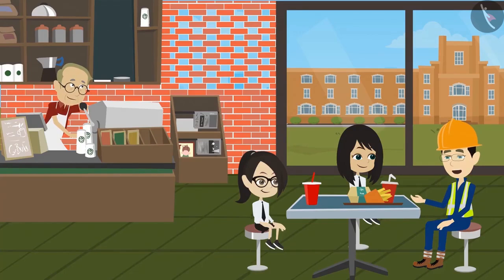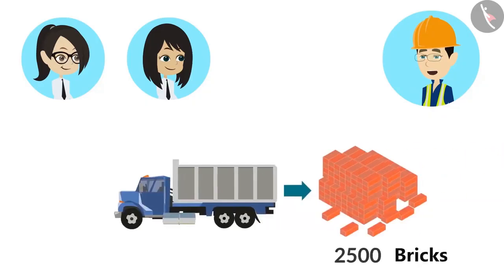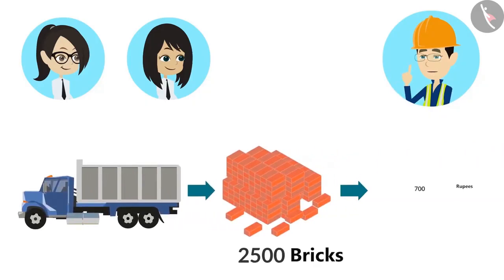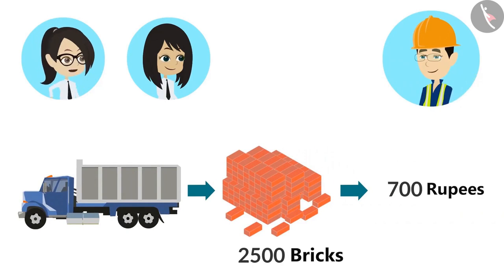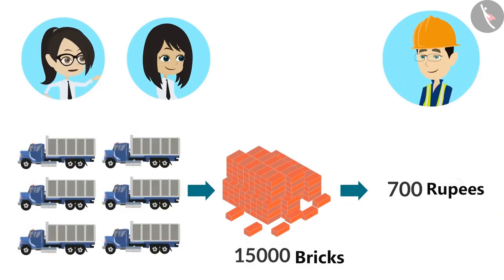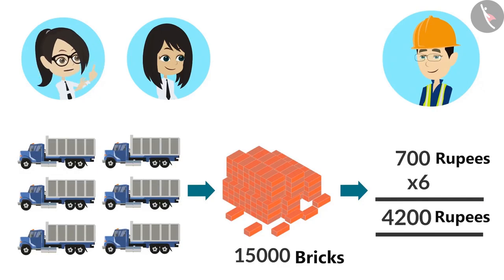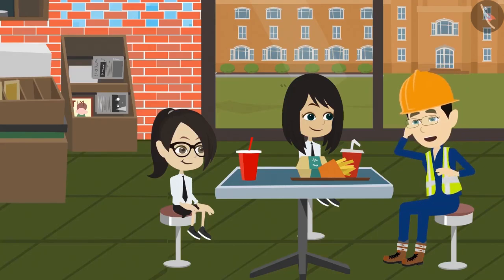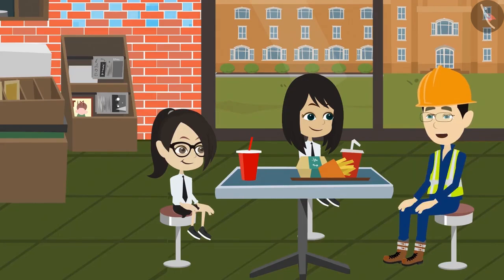The trucks that transported bricks for your canteen charged rupees 700 for one round. This means for 6 rounds we have to multiply 700 by 6, which is equal to 4,200. Yes, you are absolutely right, Vandana. So tell me, how much did the bricks cost for the construction of this entire canteen?